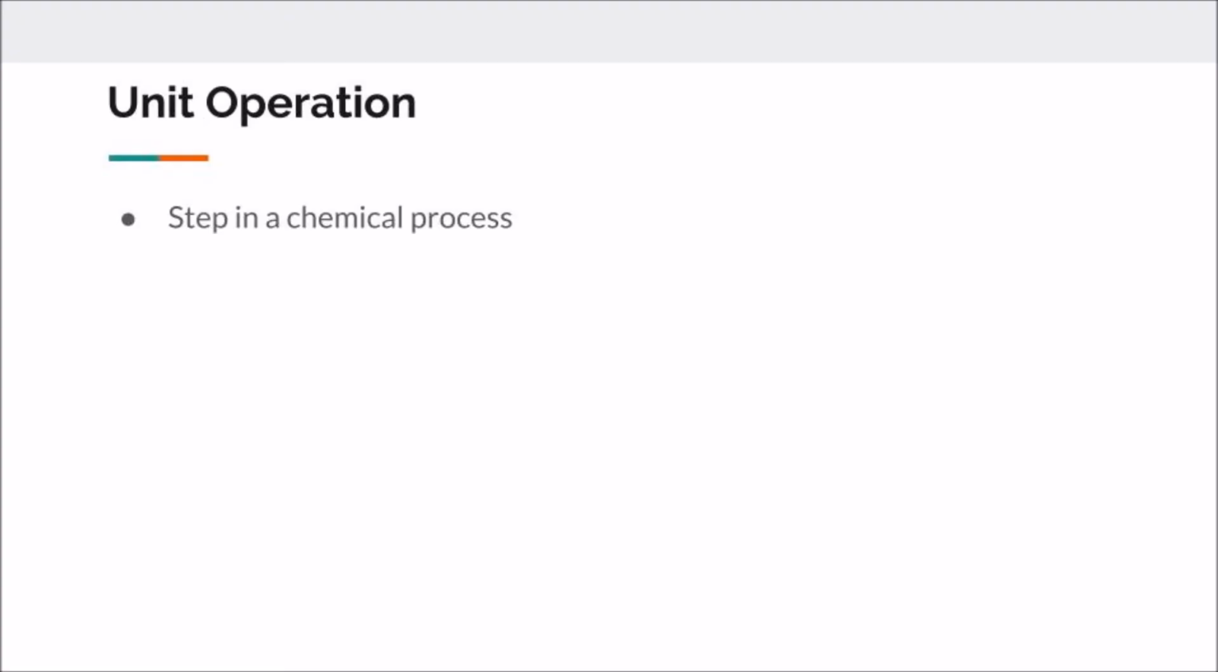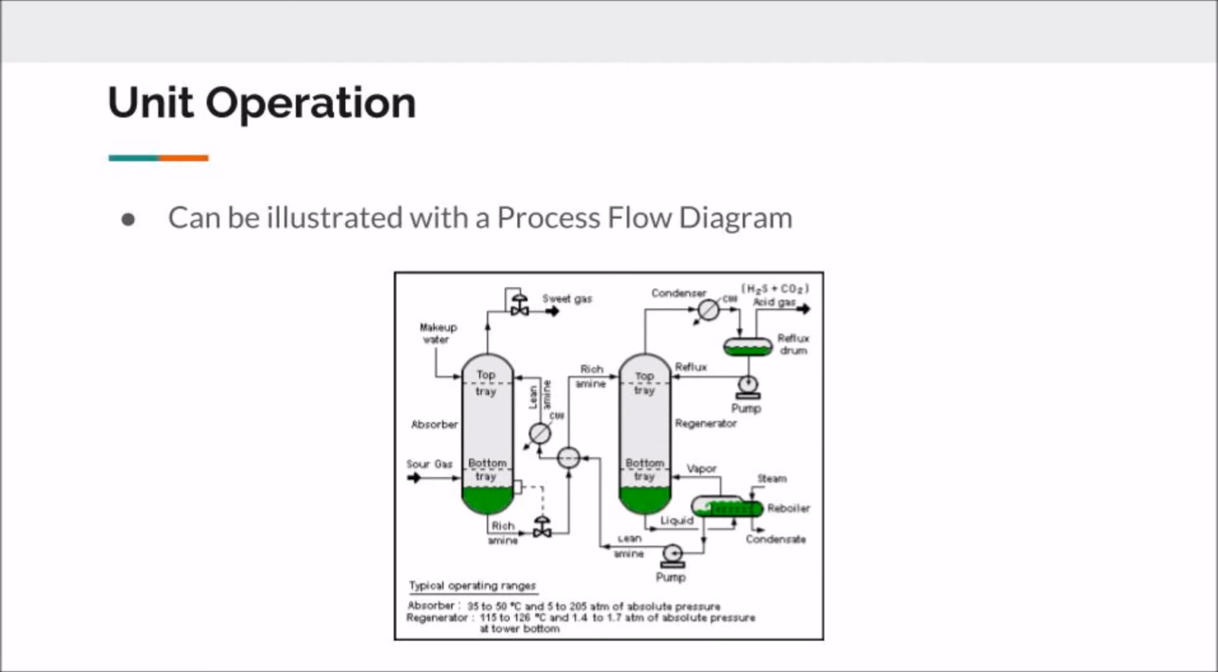A unit operation is simply a step or multiple steps in a chemical process with a measurable input and output. A unit operation is generally illustrated with a process flow diagram, as shown below, that has an input and multiple processes and then multiple outputs.